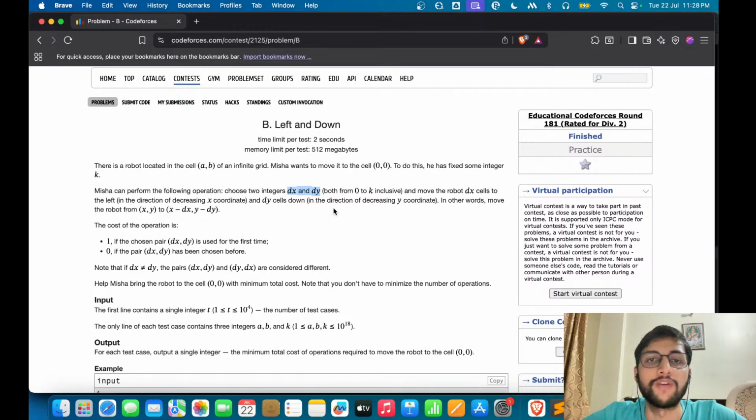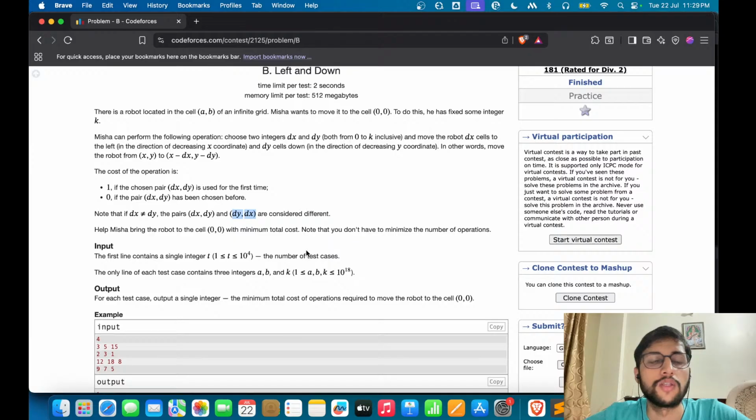So for example, if we choose dx equal to 1 and dy equal to 1, and we repeatedly do this operation, we will just be getting a 1 cost, because that cost will only be incurred in the first move, and afterwards we will incur a 0 cost on the subsequent same dx and dy. And we can also note here that dx and dy and dy and dx are considered different, so we will be getting different cost if obviously dx and dy are not equal.